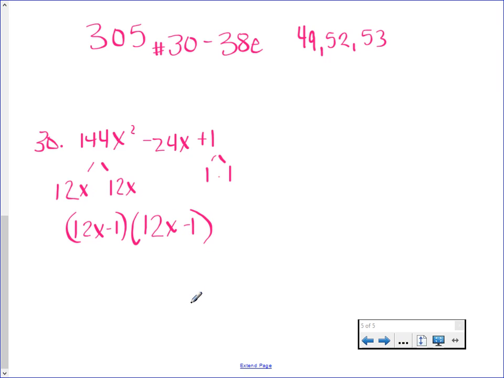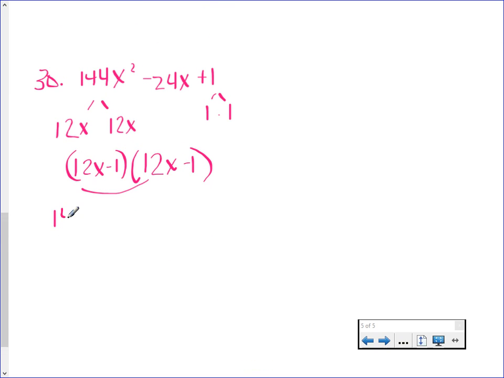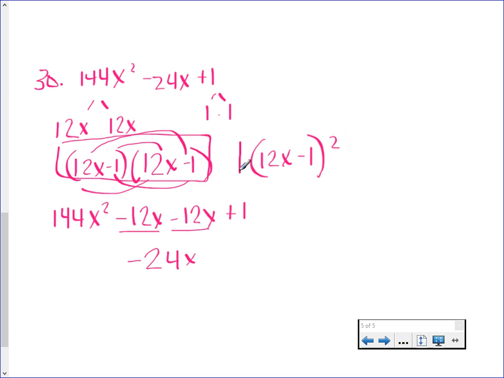All right, so here's what we would have if we did that, and we're going to check our work to make sure that this is true. 12x times 12x is 144x squared. Negative 1 times 12 is negative 12x. 12 times negative 1 is also negative 12x. And what's negative 1 times negative 1? Positive 1. If you add negative 12x plus negative 12x, you're at negative 24x. So anyway, this is your answer right here: 12x minus 1, 12x minus 1. You could also write 12x minus 1 squared. There we go. There's number 30.